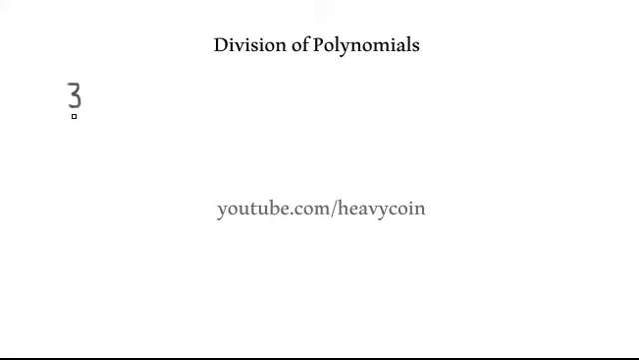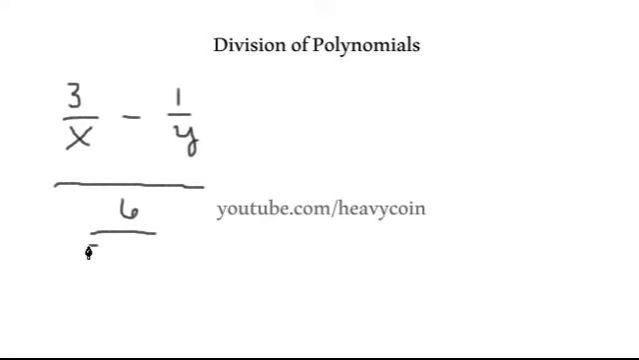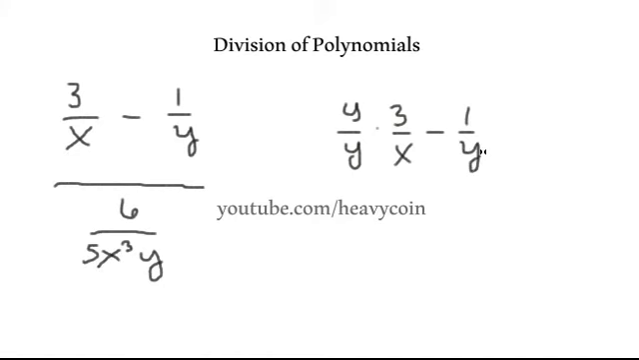We're going to have 3 over x minus 1 over y, and that's all over 6 over 5x cubed y. Alright, so I want to simplify this down. I'm going to work on the numerator first. So we need to get a common denominator. I'm going to write y over y times 3 over x, minus 1 over y, and of course we're going to write x over x.